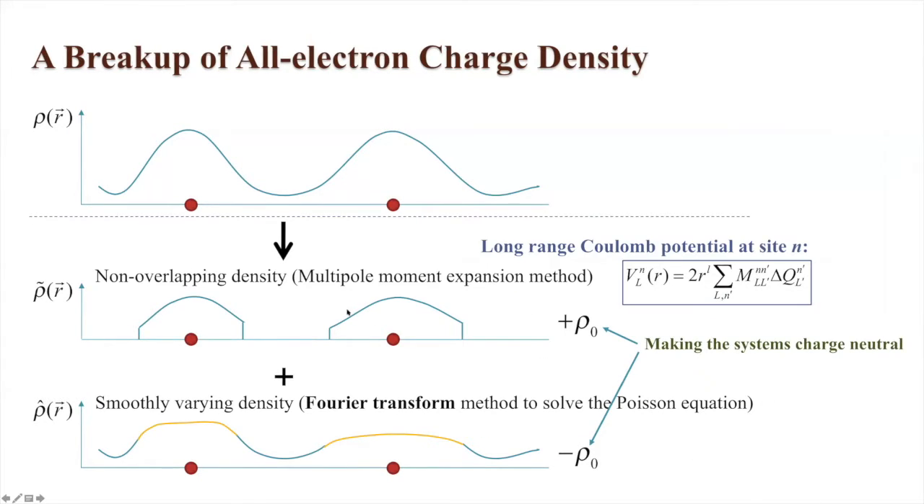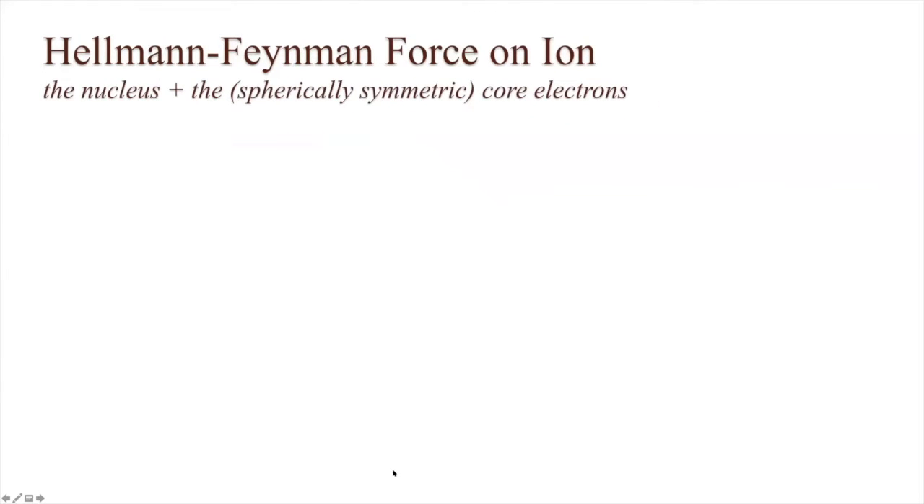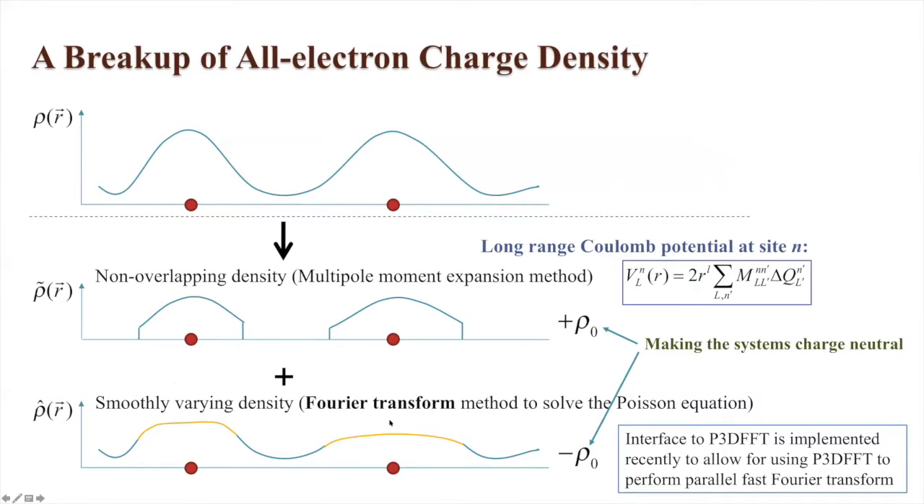Then we use a multipole moment method to calculate the electrostatic potential from one system, and a Fourier transform method for the other system. The solutions of these two distinct systems added together give the electrostatic potential. Recently we implemented the P3DFFT method in the code, so that our FFT is parallelized thanks to the P3DFFT package.